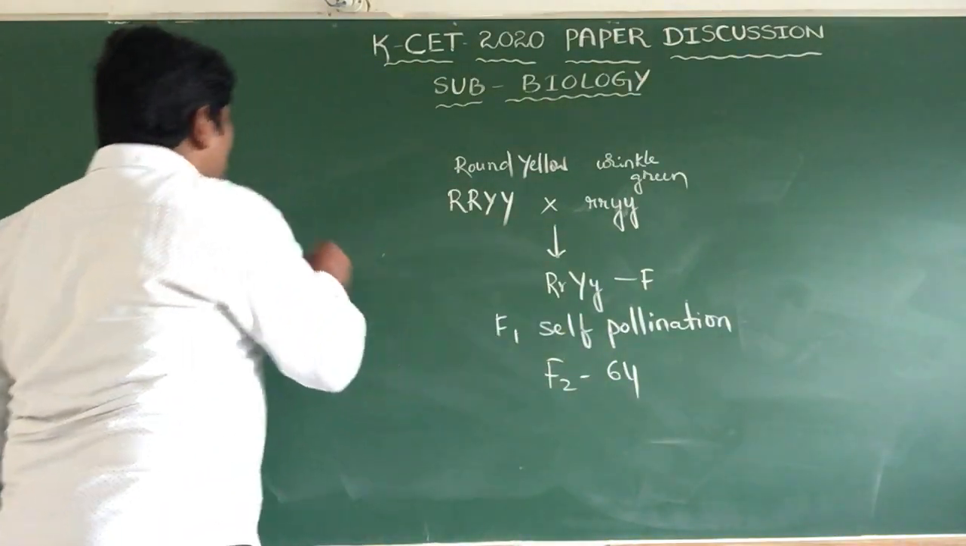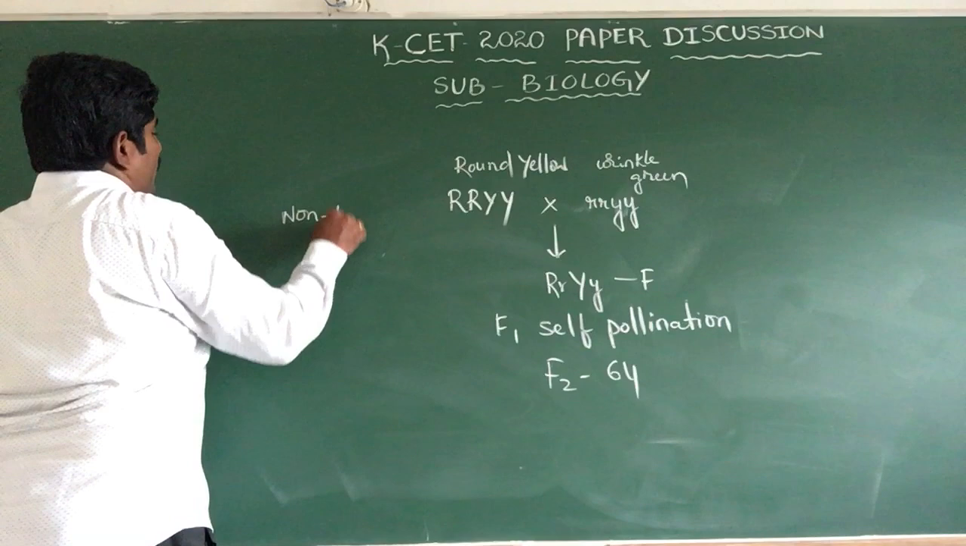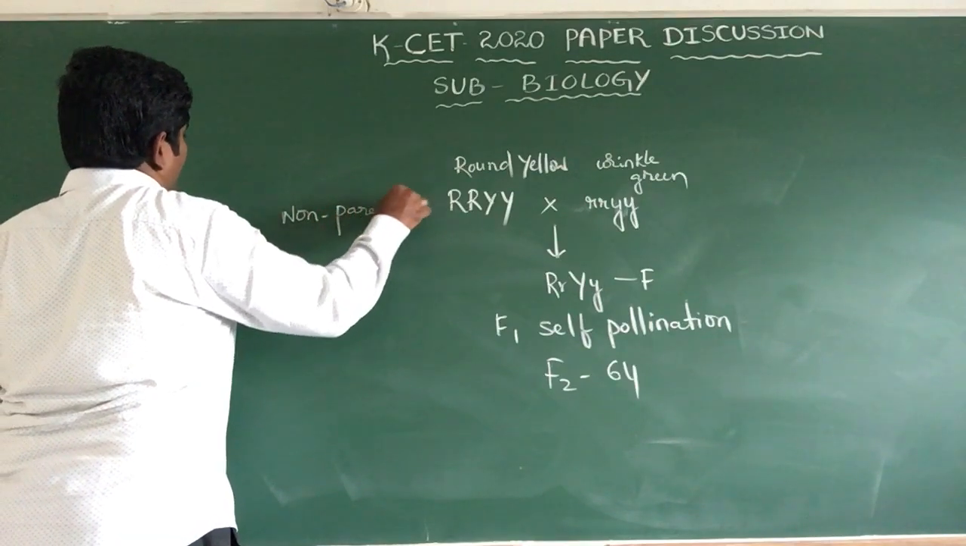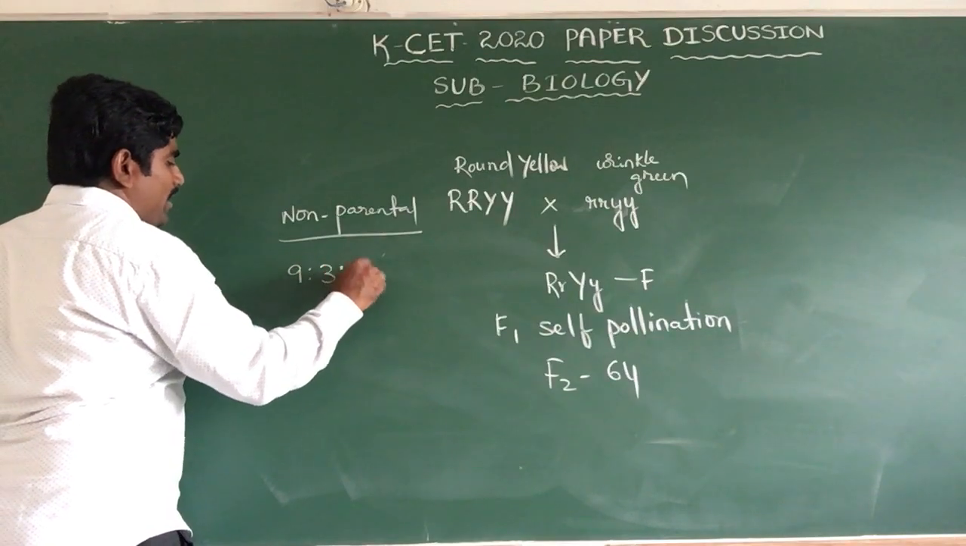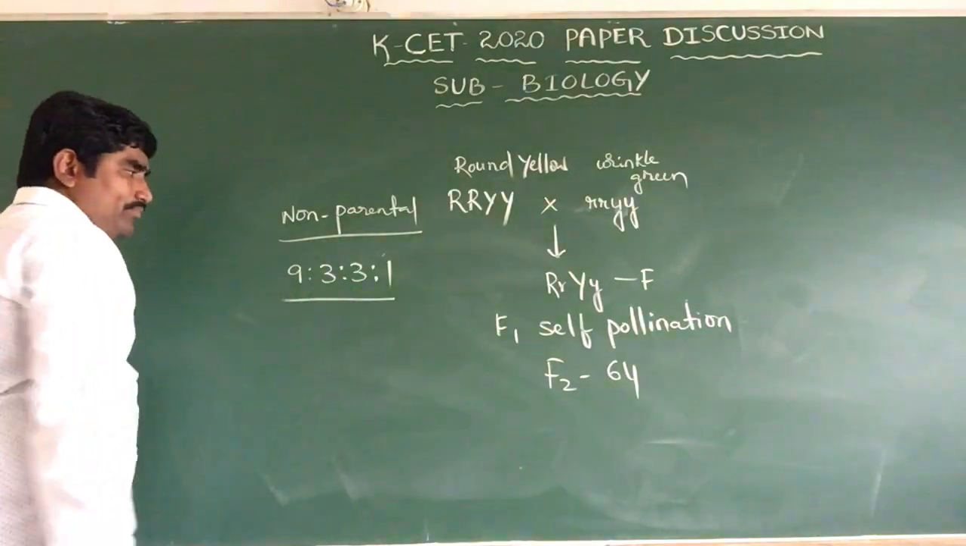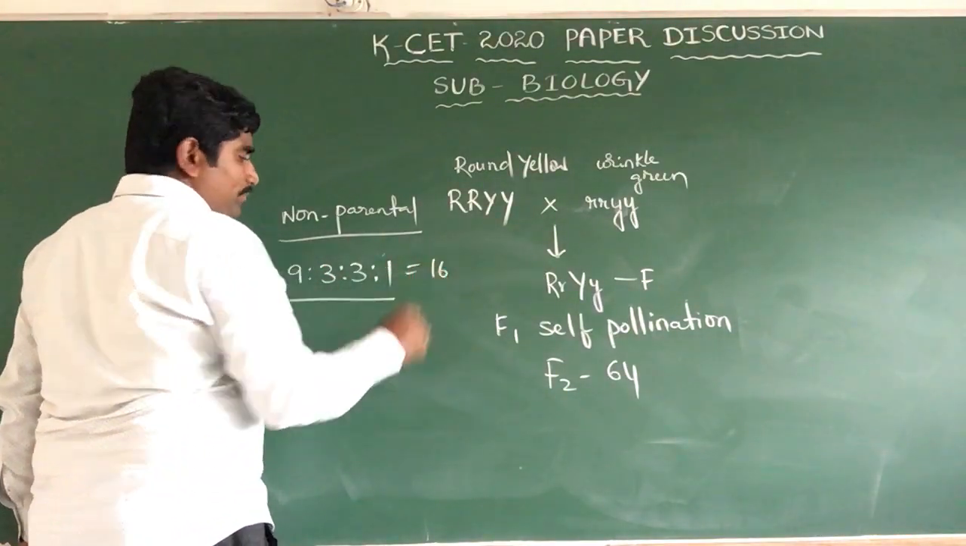Then how many are non-parental combinations, he has asked. Now you can see this 9:3:3:1. This is the ratio that will come. This ratio totals 16.